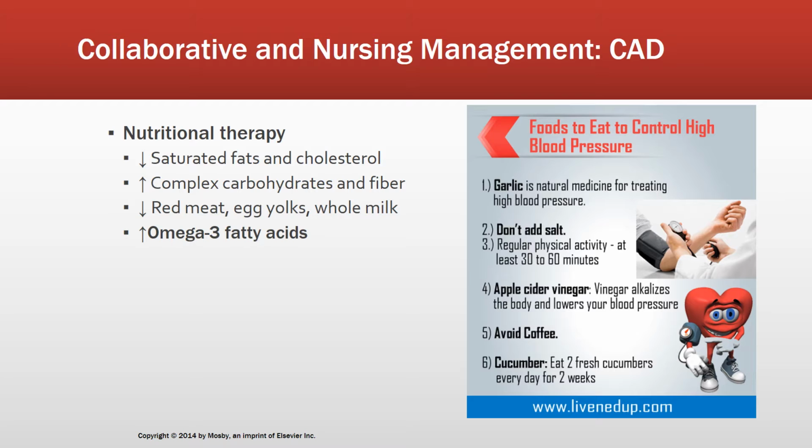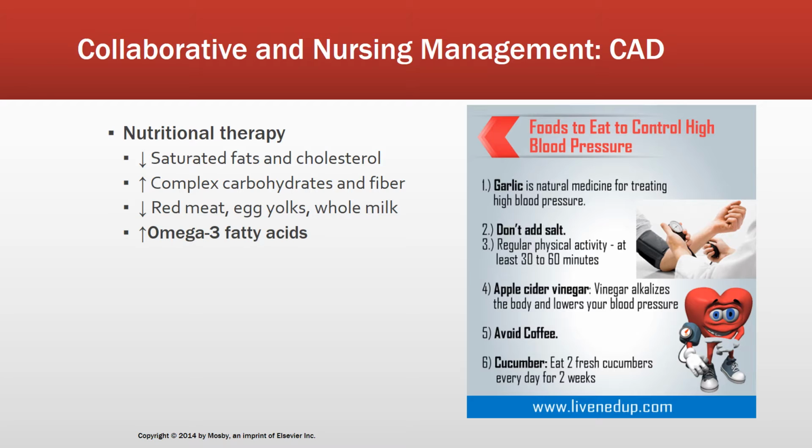Now, nutritional therapy. We want to make sure that these patients are decreasing their saturated fats and cholesterol, but at the same time, we want them to increase their complex carbohydrates and fiber. Fiber is very good. And for a large intake of red meats, egg yolks, and whole milk, we would like a reduction. These are sources of saturated fat and cholesterol. So we should have our patients reduce or eliminate them if possible. And if the serum triglyceride level is high, the guidelines recommend eliminating alcohol and simple sugars from their diets.